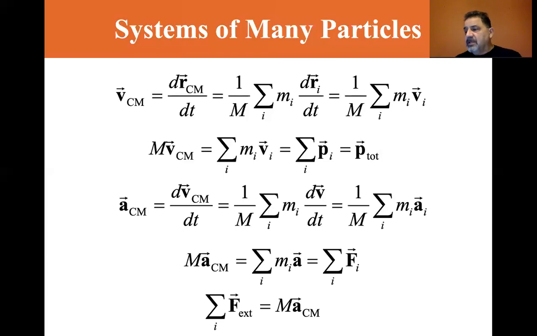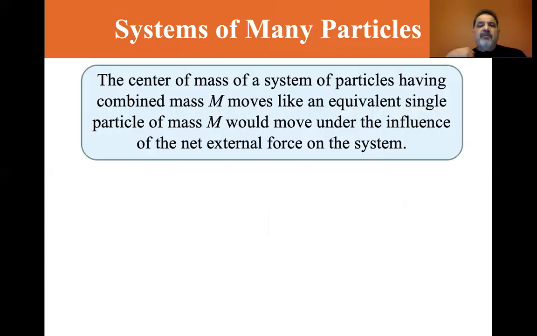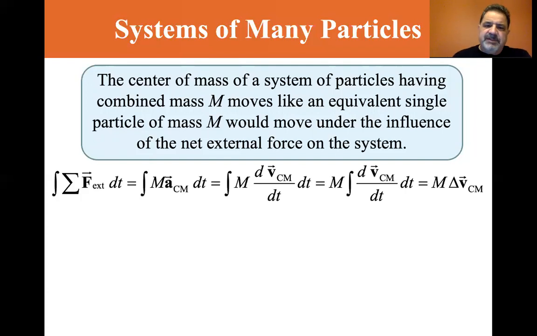The net external force on a system of particles is equal to the total mass of the system multiplied by the acceleration of the center of mass. The center of mass of a system of particles having combined mass M moves like an equivalent single particle of mass M, the way it would move under the influence of the net external force on the system.